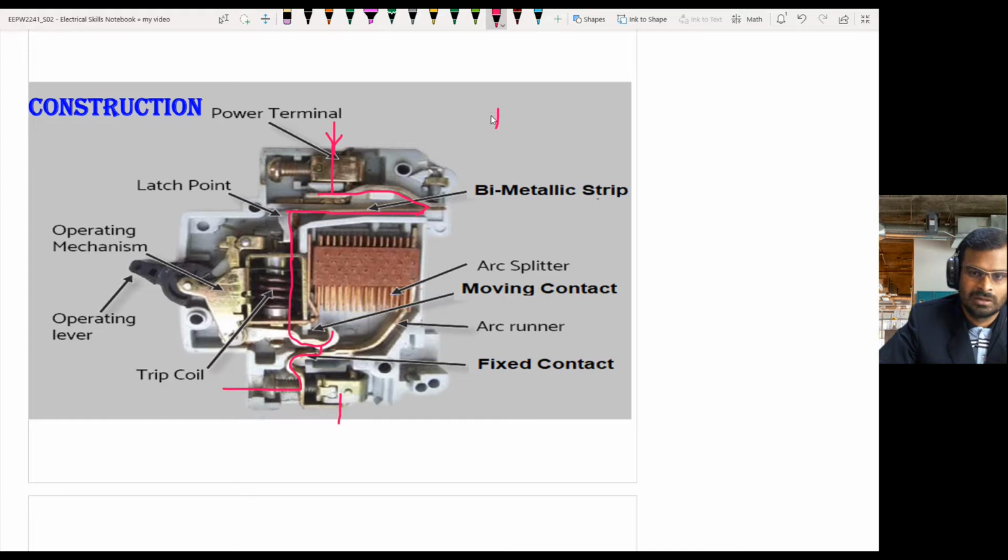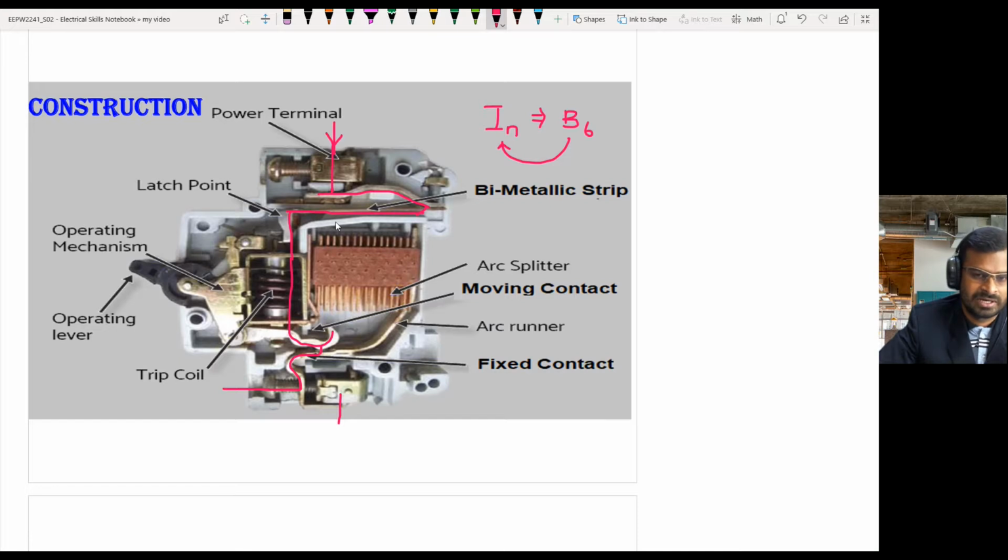The normal rated current of an MCB is given as IN. For example, we have a D6 MCB, so the normal operating current of this device is 6 amperes. When the current goes beyond this 6 amperes, then we can term it as an overload. In case it goes very high, then we can term it as a short circuit.